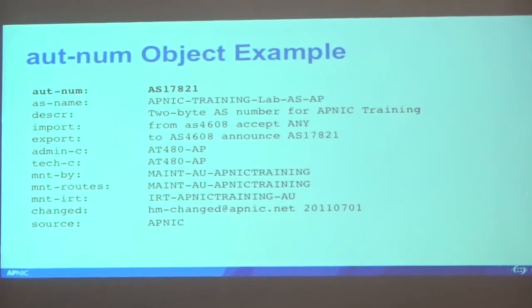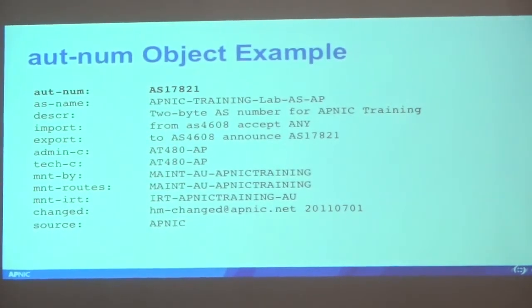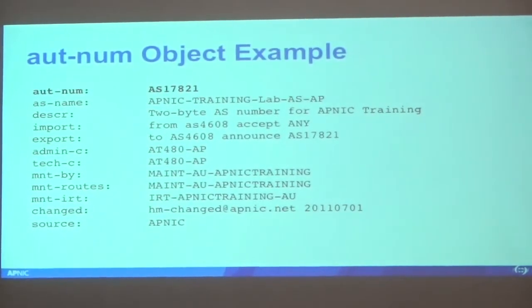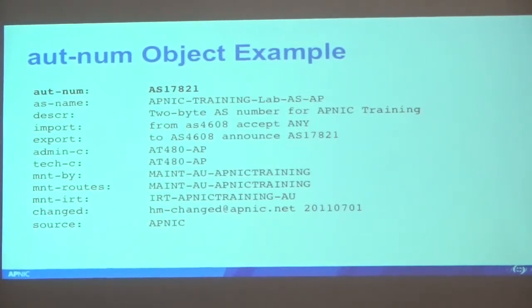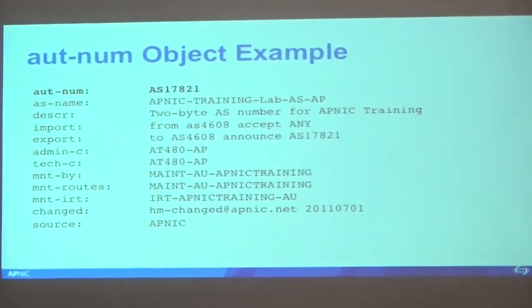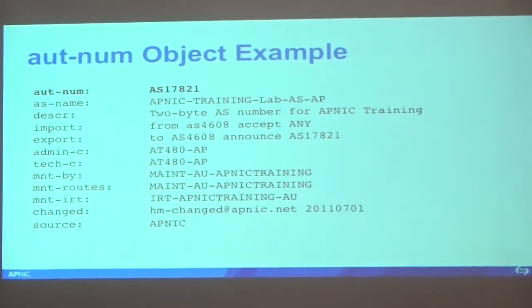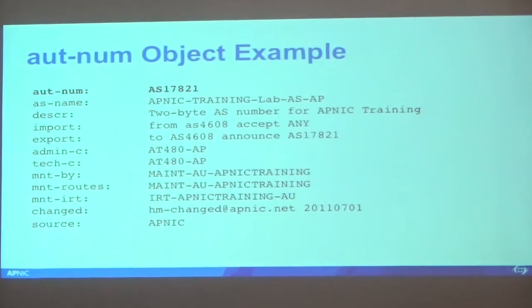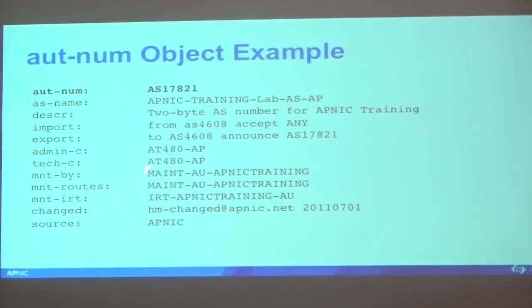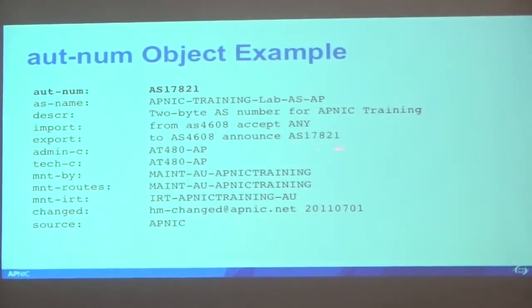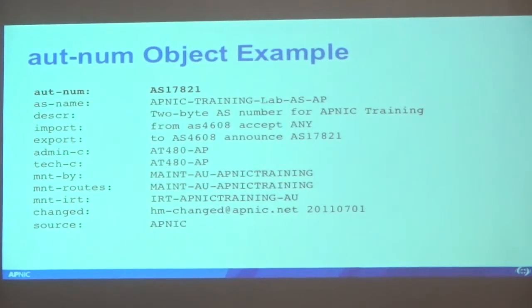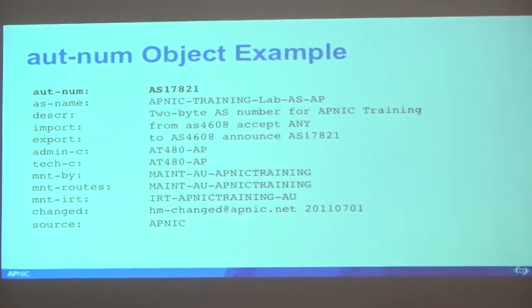So what do I say here? This is my network, AS17821. I have a neighbor. What AS is my neighbor? AS4608. And then for my policy, import policy, I accept everything that's coming from my neighbor. My export policy is I'm only announcing my own prefix to that neighbor.